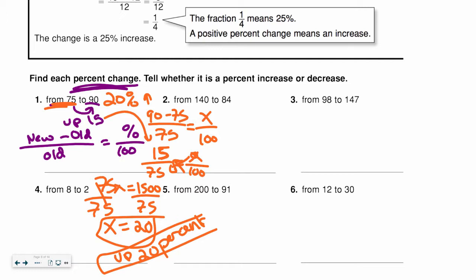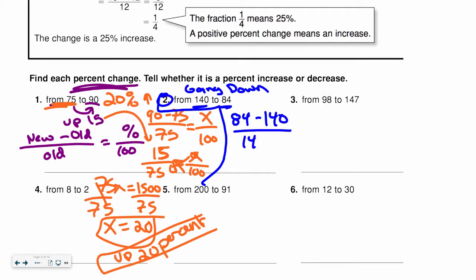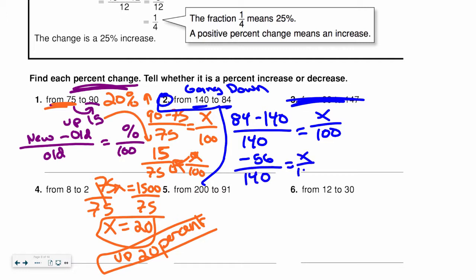Now, for number 2, you'll notice it's going from 140 to 84. So now it's going down. I do the same thing, okay? New number is 84, minus the old number is 140, over my old number, which is 140, equals x over 100. Do the subtraction. So 84 minus 140, it's going to be negative. And that's okay because it's going down. So negative 56 over 140 equals x over 100.